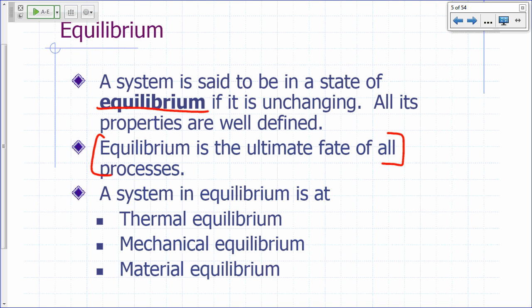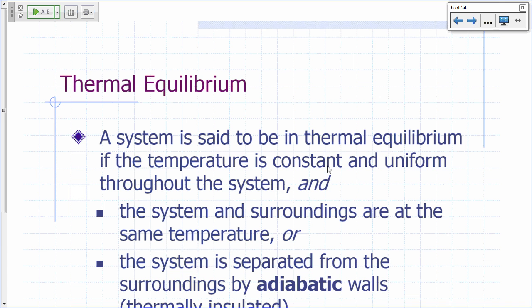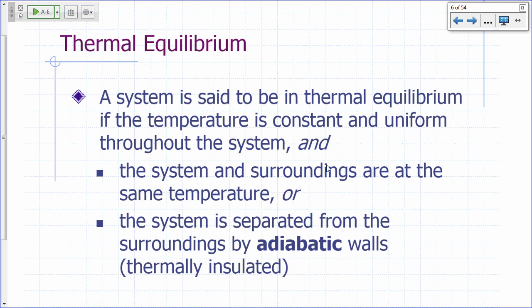So how do we define equilibrium from an operational perspective? There are actually three conditions a system has to satisfy. It has to be in thermal equilibrium, it has to be in mechanical equilibrium, and it has to be in material equilibrium. So there are three conditions that must be satisfied for us to say that the system is at equilibrium. So what does thermal equilibrium mean? We say that a system is in thermal equilibrium if its temperature is constant and uniform throughout and it's not changing.